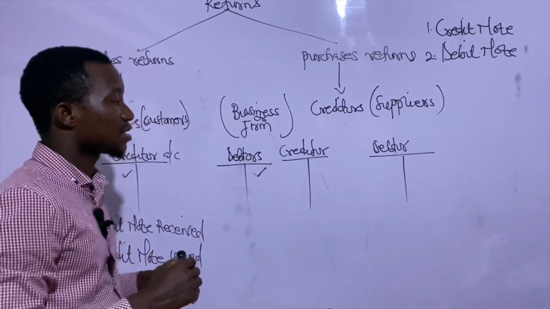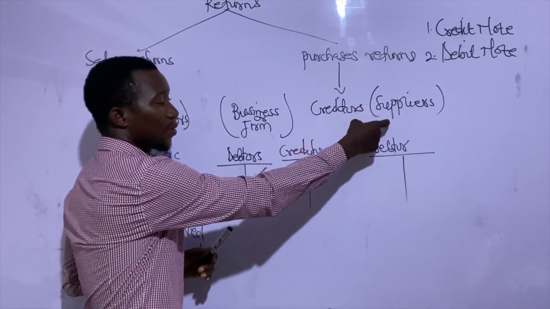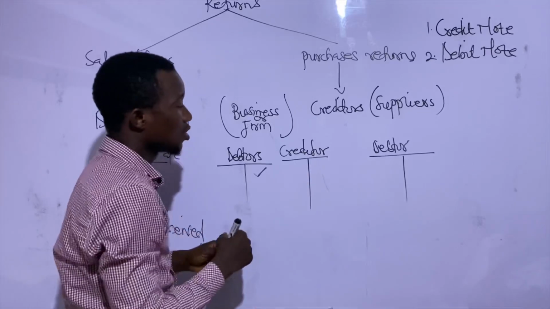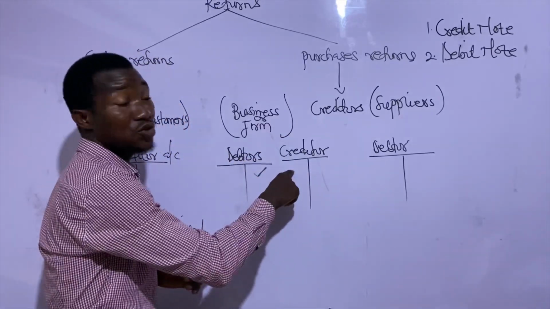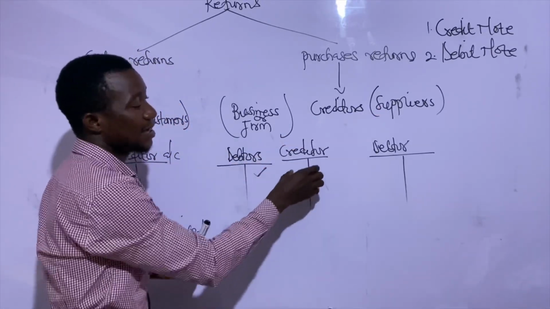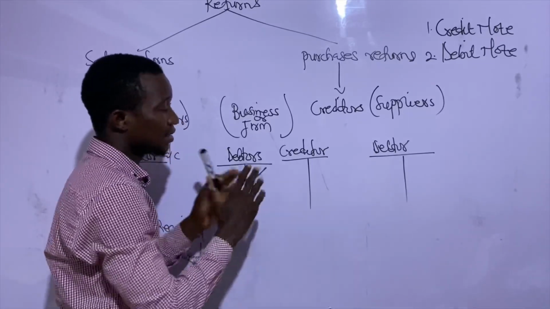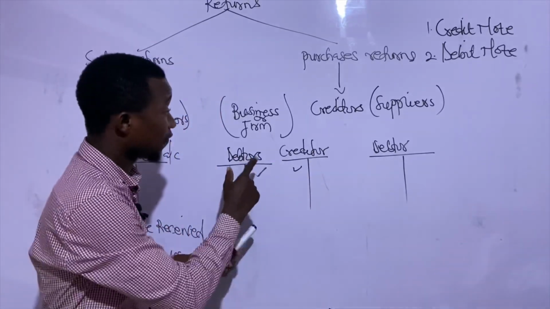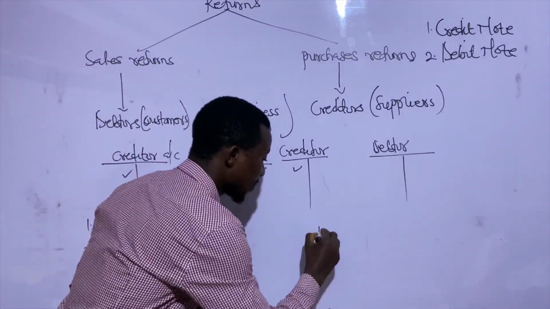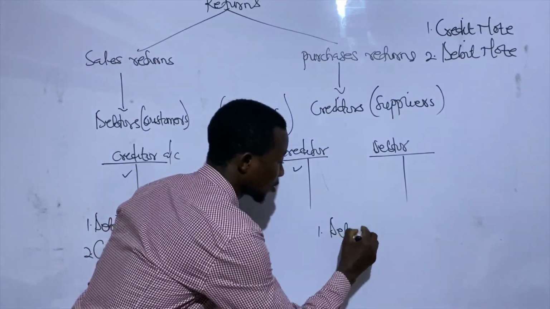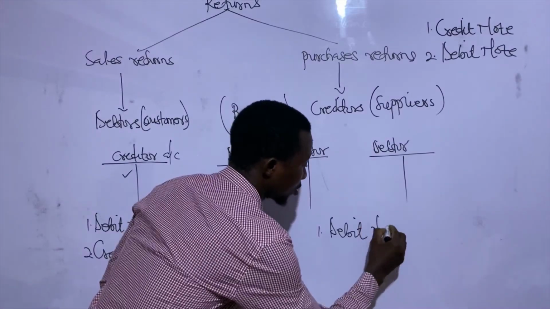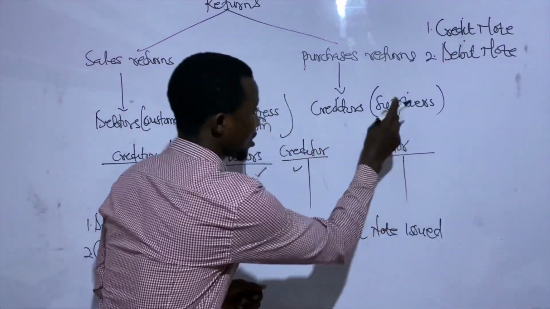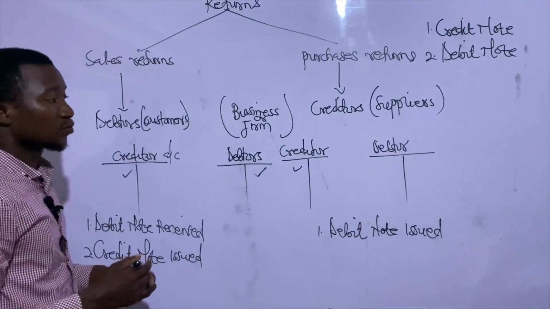A debit note in a sense that the supplier, who is a creditor in the book of the firm, has a natural credit balance. So the firm will send a debit note to the supplier indicating that his account with him has been debited, to reduce the indebtedness. In this case, the firm will send a document called a debit note. Debit note issued to the supplier. Is that okay?